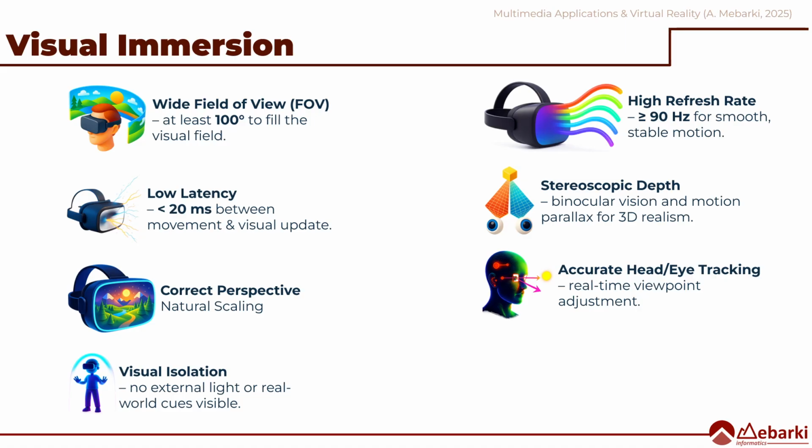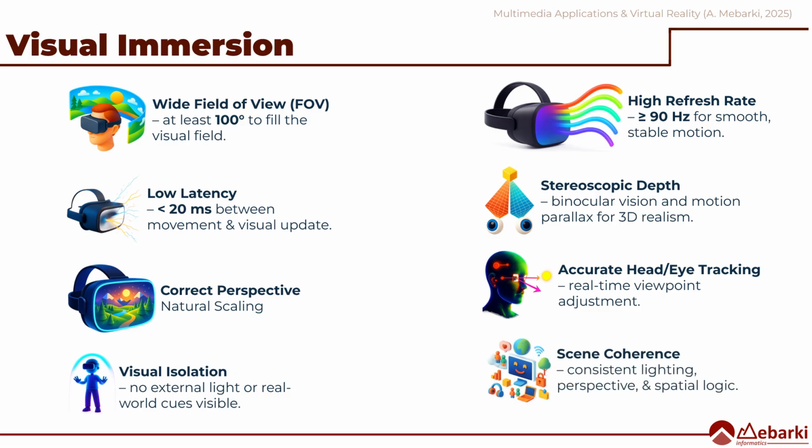Seventh, users should be shielded from distractions like light, room edges, or devices. HMDs, or immersive rooms like caves, provide this full visual enclosure. Finally, the virtual environment must be visually stable, obeying physical and spatial rules like lighting and object continuity. Any incoherence or graphical artifact can instantly break the illusion.